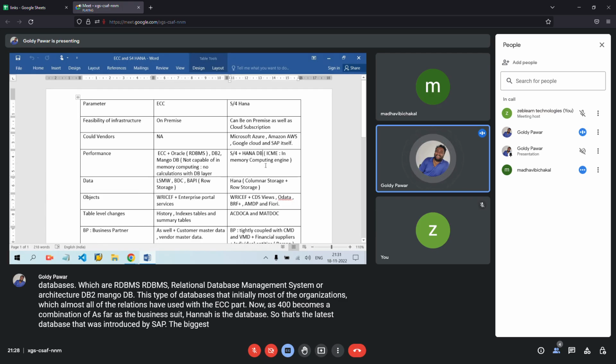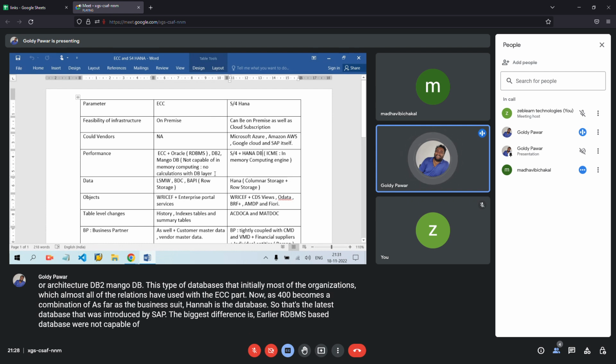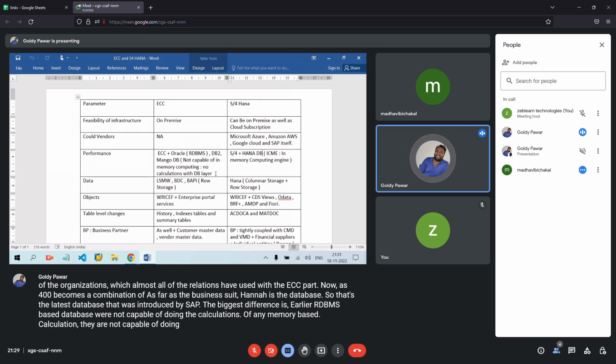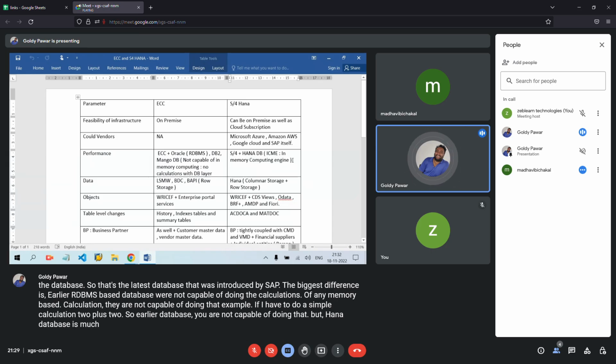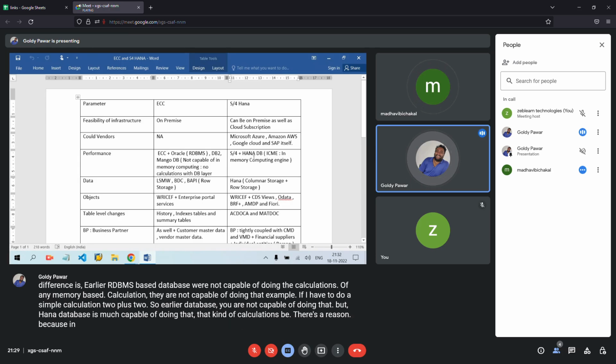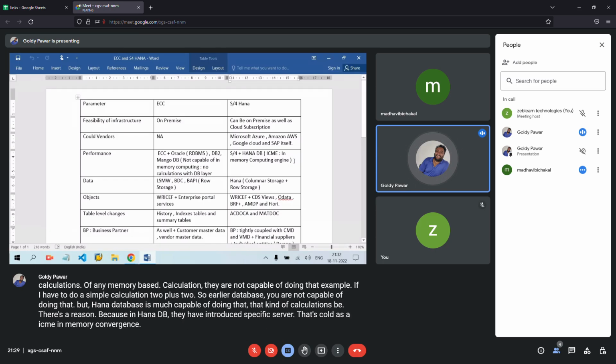The biggest difference is that earlier RDBMS-based databases were not capable of doing memory-based calculations. For example, if I have to do a simple calculation like 2 plus 2, earlier databases were not capable of that, but the HANA database is much more capable of doing that kind of calculation. The reason is that in HANA DB they introduced a specific server called ICME, the in-memory computing engine, which they used to call IMC.